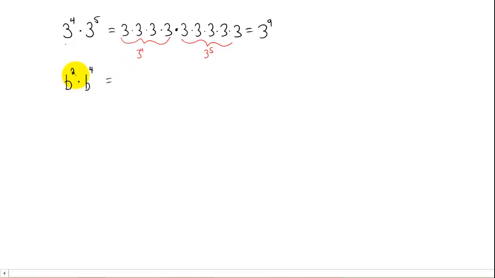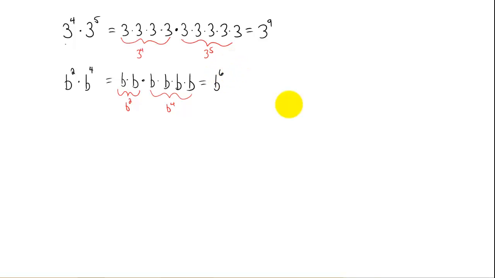And again, it doesn't matter what the base is. If we had b squared times b to the 4th, you could in your head think of this as b times b, and then b to the 4th is b times b times b times b. That's going to give you 6 b's, all multiplied together, which can be written as b to the 6th power.